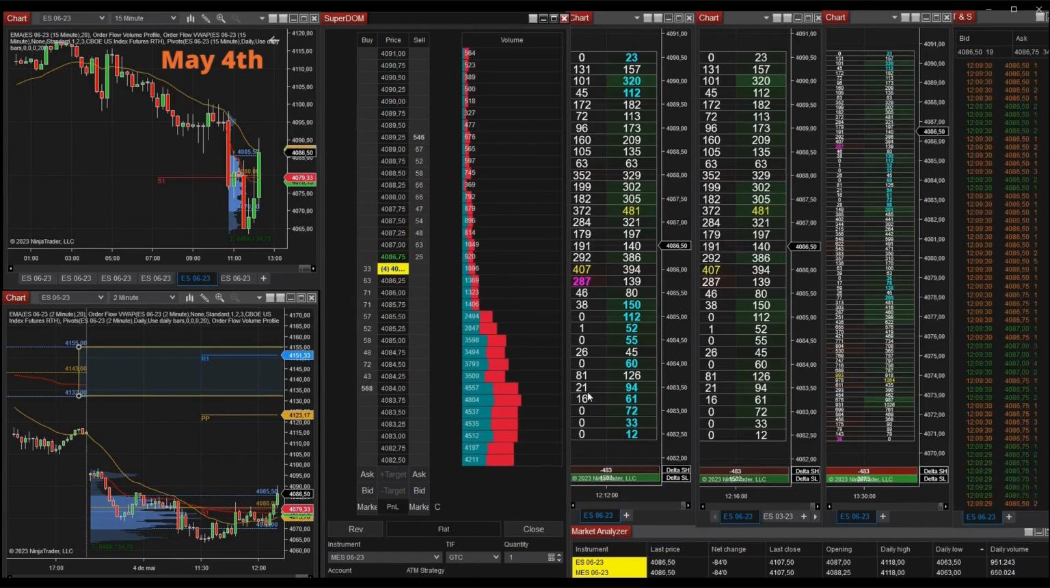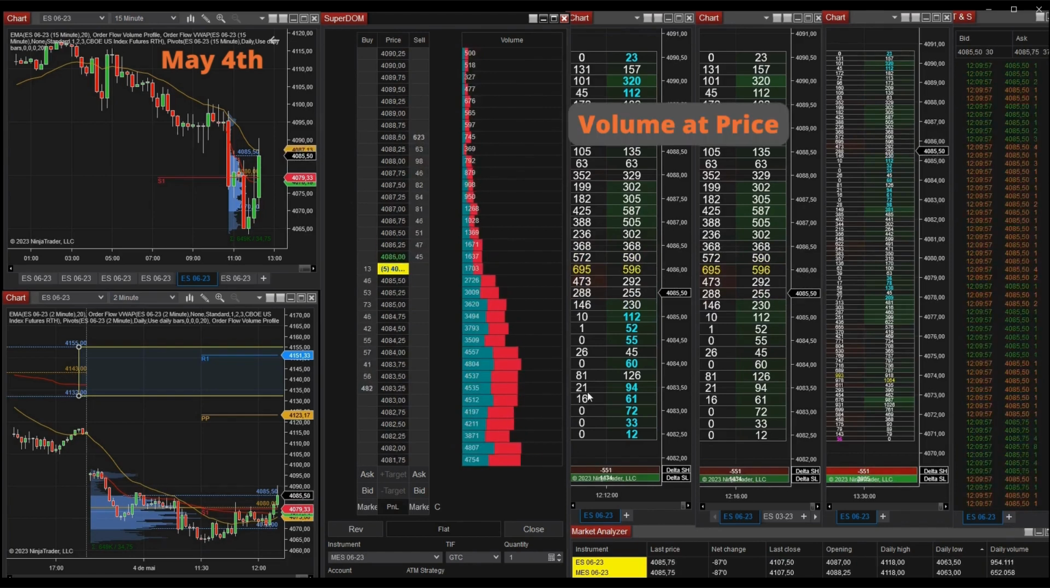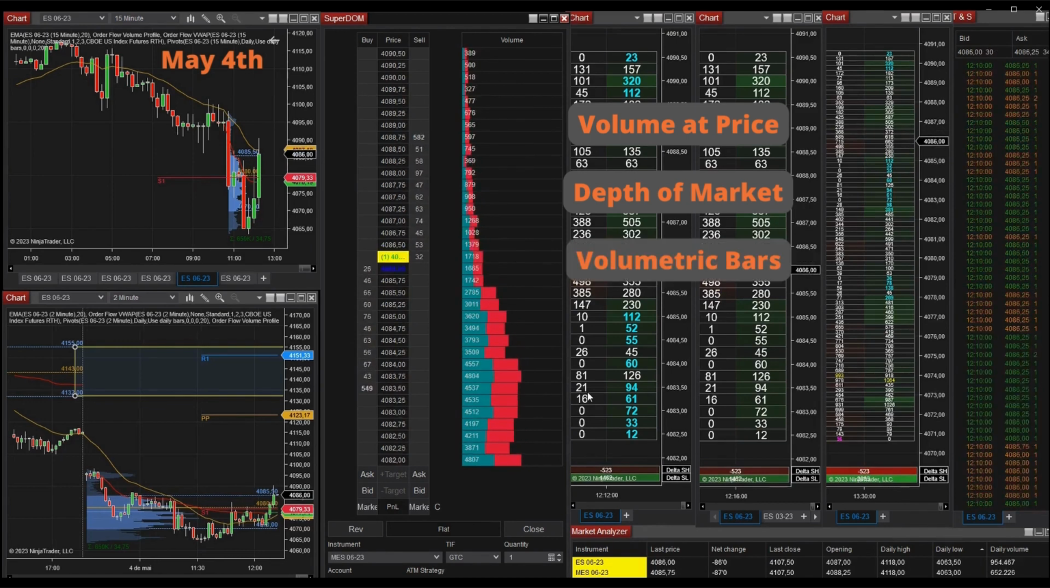So the first thing we need to do in this condition is adjust the size of the stop. Be careful when entering and adjust the stop, because sometimes even if you're right, with a tight stop you can get stopped and then the move goes in your favor. This is definitely not good. So it's really important to see these clues. Look at the volume at price, the depth of market here at SuperDOM, and the volumetric bars will also show you how the market is playing, how players are trading.